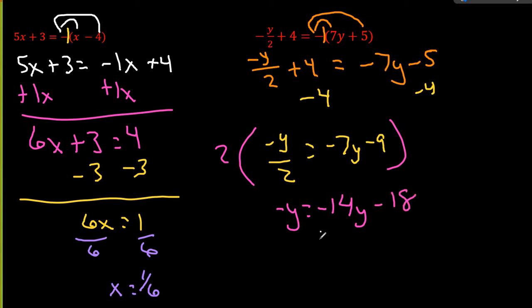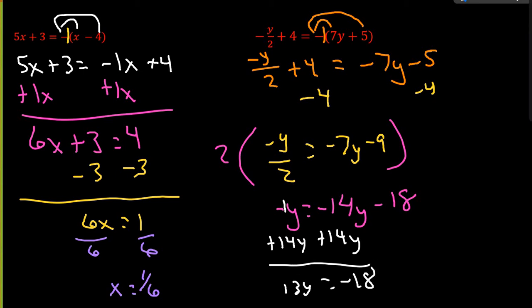Now I'm going to add 14y to both sides. Get all my letters to the left side. That's a negative 1y right there. So when I add them up, negative 1 plus 14 is 13. So we have 13y equals negative 18. And then we would divide both sides by 13.